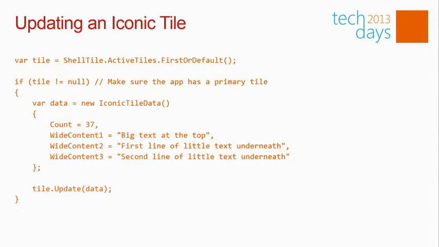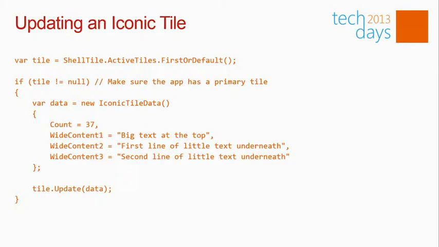Now, along with these new tiles, they give us some new classes, some new APIs. In fact, there are 3 new tile-related classes called Iconic Tile Data, Flip Tile Data, and Cyclic Tile Data. These are the classes that we use if we want to programmatically update content on our application's tile or on its secondary tiles if you've elected to create those.